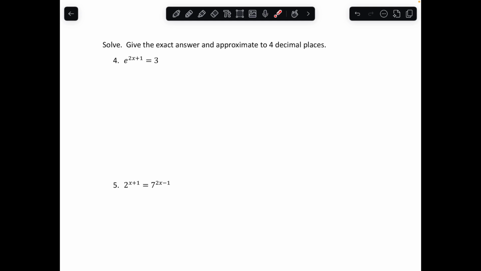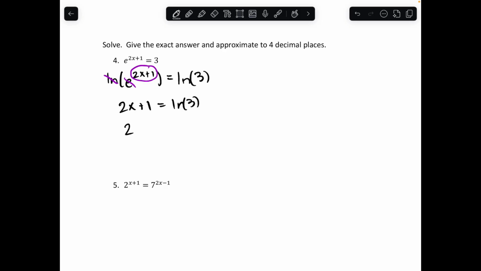Now, if we remember, logarithms and exponential functions are actually inverses of each other. And as long as I do the same thing to both sides, it's a legal move. And so, I can take the natural log of both sides. We'll get natural log of e to the 2x plus 1 power is equal to the natural log of 3. Now, since natural log and e are inverses of each other, they're going to cancel each other out, and we're just going to be left with 2x plus 1 on the left side. So, we're going to have 2x plus 1 is equal to the natural log of 3.